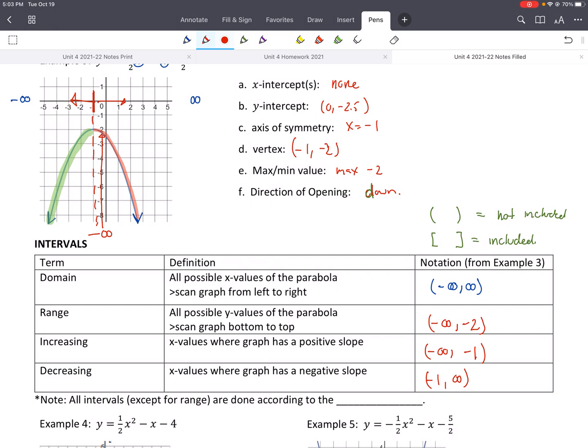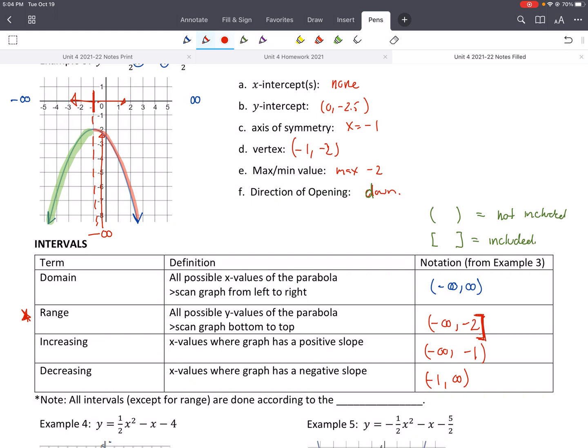Okay, there's one thing I neglected here. The range, we would include that -2. Okay, nice thing about range, it's kind of special. It's the only one that uses the y-axis, so it goes from the lowest to highest. Everything else uses the x-axis. And also, you will use the bracket, because we'll include that. Nothing else here in this unit is going to use brackets.